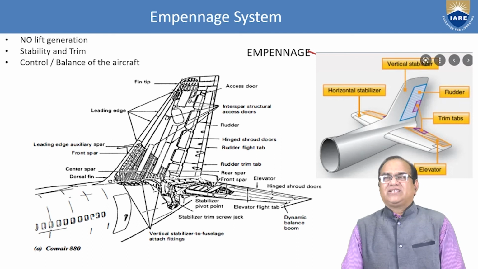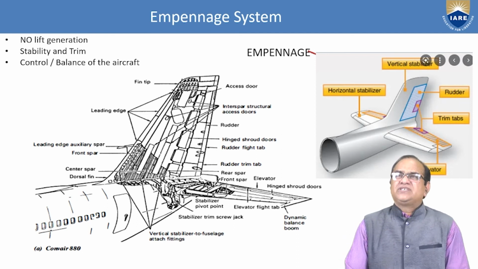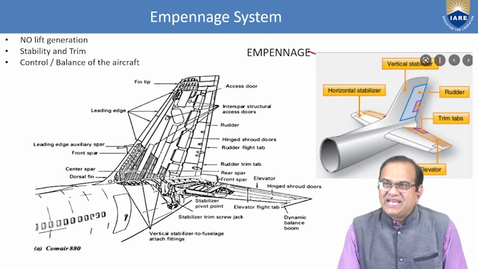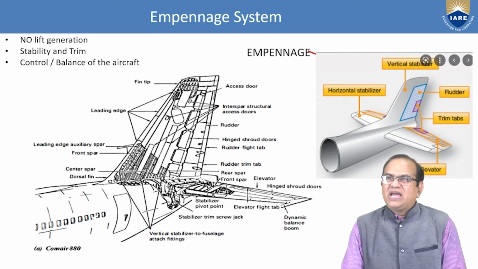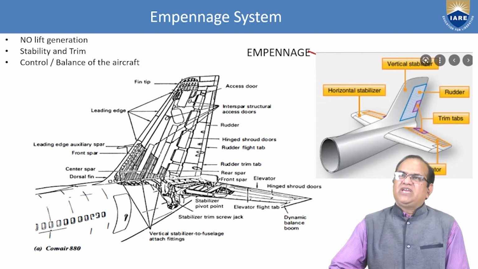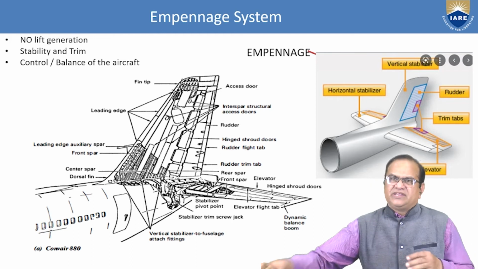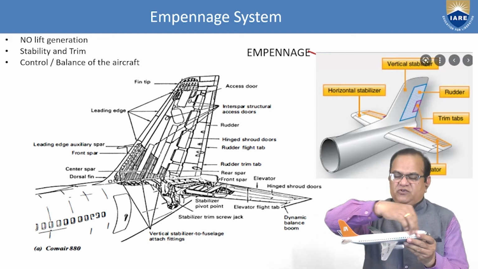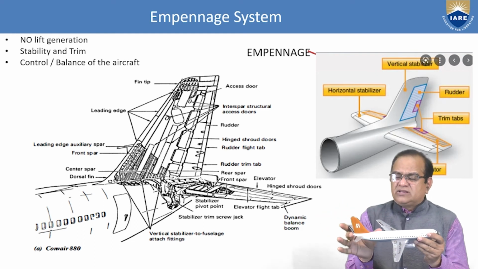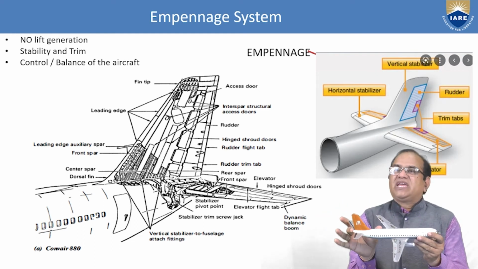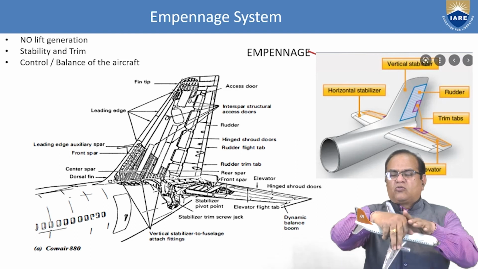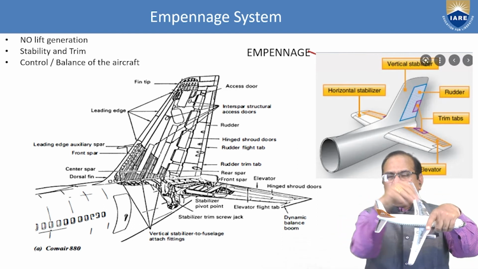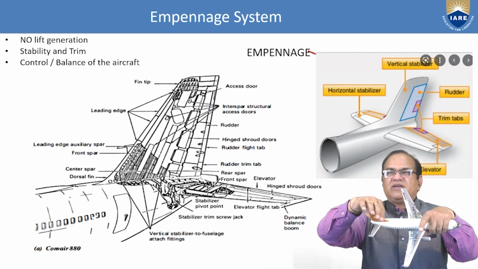Now I will go for the next system. It is called the Empennage System. If you talk about the Empennage System, we have from this model, this you can see here. This is the fuselage, these are the wings. The third major component is the empennage. So if you close from here, this part, whatever is visible from here, this is the empennage.